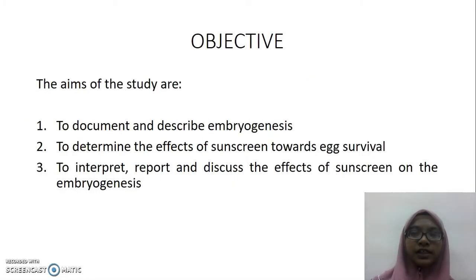The objectives of this study are to document and describe embryogenesis, to determine the effects of sunscreens towards egg survival, and to interpret reports and discuss the effects of sunscreens on the embryogenesis.